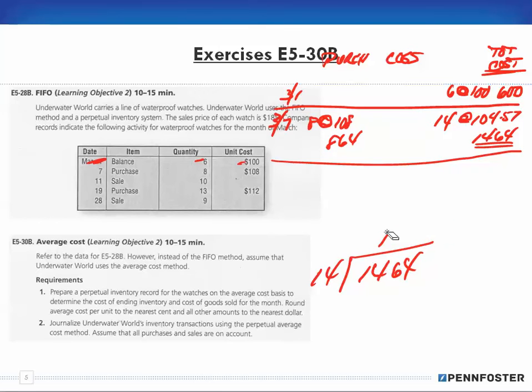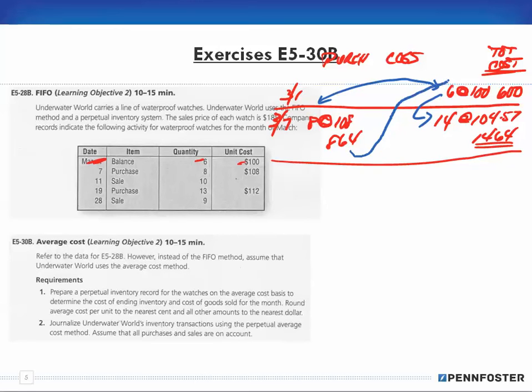Okay, so notice what I just did here. I'm just recording things, but I have to do this calculation. I'm doing two things. One, I'm adding up the number of units. The 8 and the 6 is 14, which gives me the number of units I have. And then I'm also taking the total value, the 864 of what I buy, plus what I have as my total cost, and that gave me 1,464.